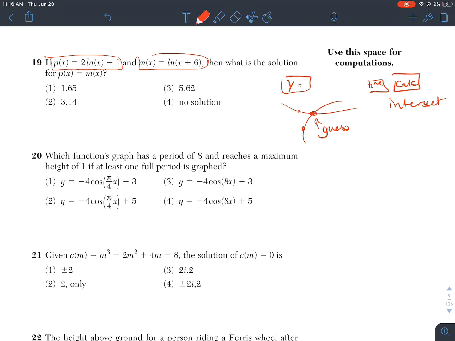I only have a couple minutes left before I have to go and proctor, so let's see.